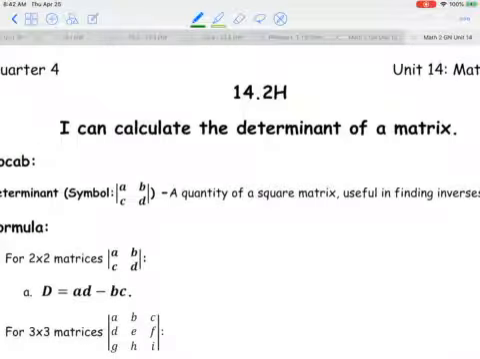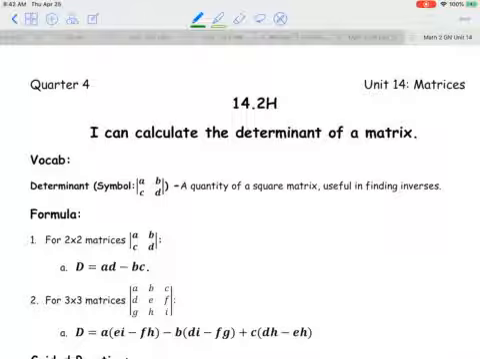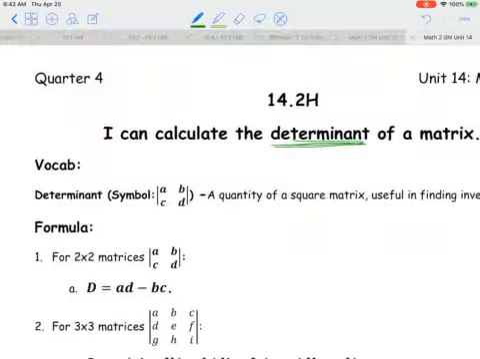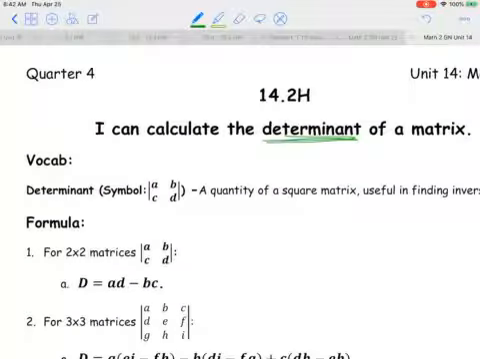Okay, 14.2. So the determinant of a matrix is just a specific part of it, and it just means the quantity, and you can use it to get like the inverse of a matrix and things like that we're going to do in the next unit, or the next section.